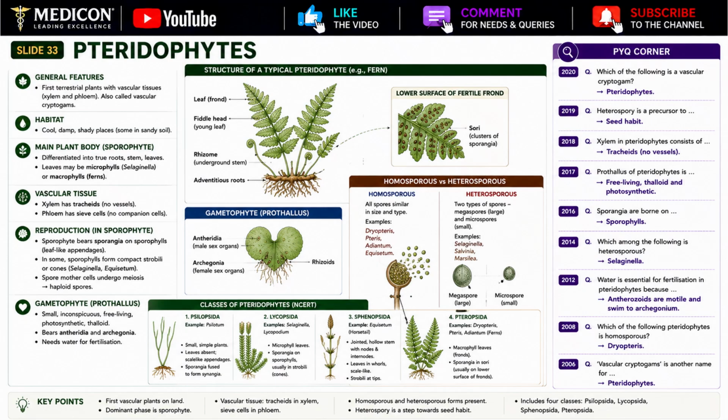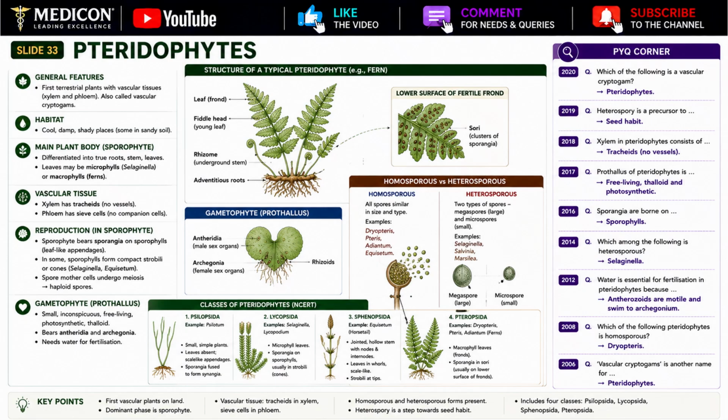The habitat: they live in cool, damp and shady places, some in sandy soil also. Main plant body is a sporophyte, differentiated into true roots, stem and leaves. Leaves may be microphylls as seen in Selaginella, or macrophylls as seen in the ferns. In vascular tissue, xylem has tracheids but no vessels, whereas phloem has sieve cells but no companion cells.